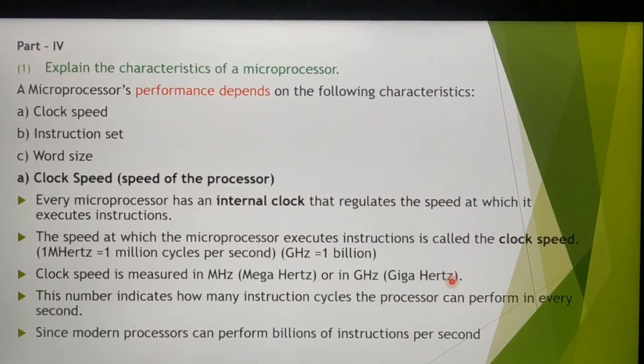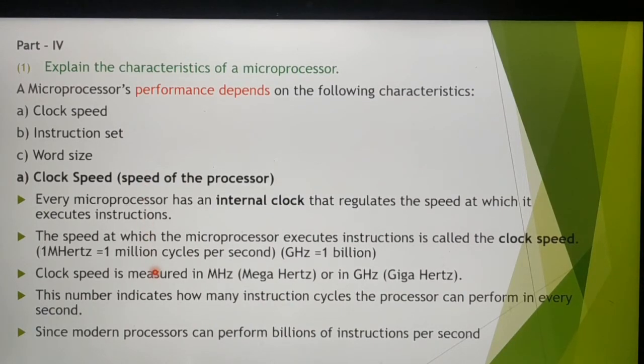Next, 5 marks question. Explain the characteristics of microprocessor. Here are 3 important characteristics: clock speed, instruction set and word size. Clock speed, we know, is used to find the speed of the processor. Its measurement is mainly in hertz, megahertz or gigahertz. 1 megahertz is equal to 1 million cycles per second, which means we can do 1 million instructions per second. In today's modern processors, we have billions of instructions per second, so its speed must be in gigahertz.